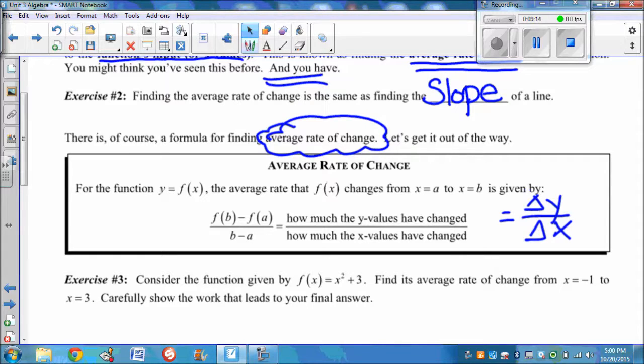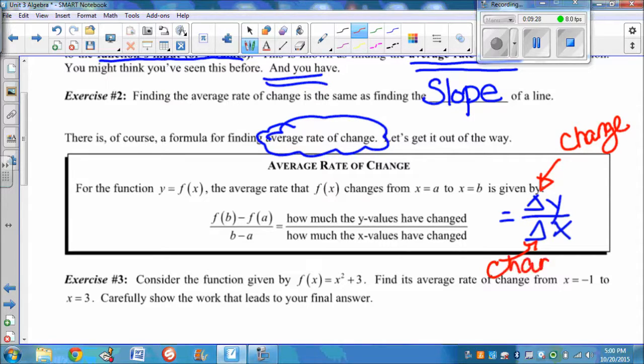So let me delve into what I just wrote a little bit. This little triangle is the Greek letter delta, and it means change. So the change in the y values divided by the change in the x values. This is the same thing as this, which is the same thing as this. I tend to think that delta y over delta x is super fast to write and pretty quick to remember. By all means, use it.